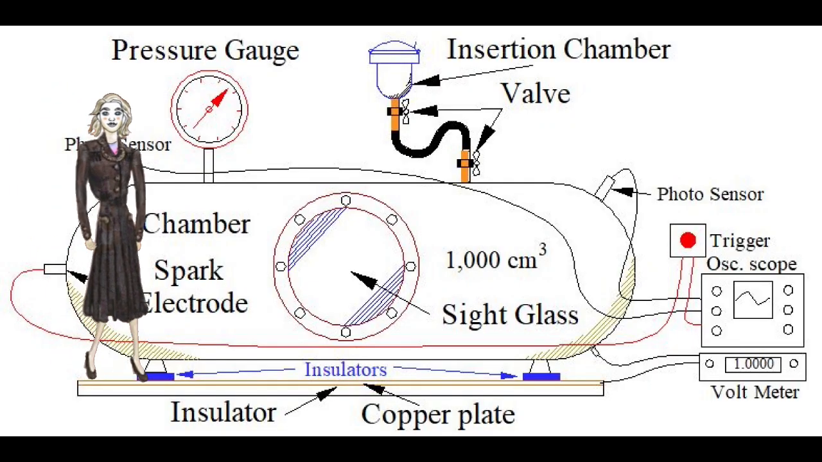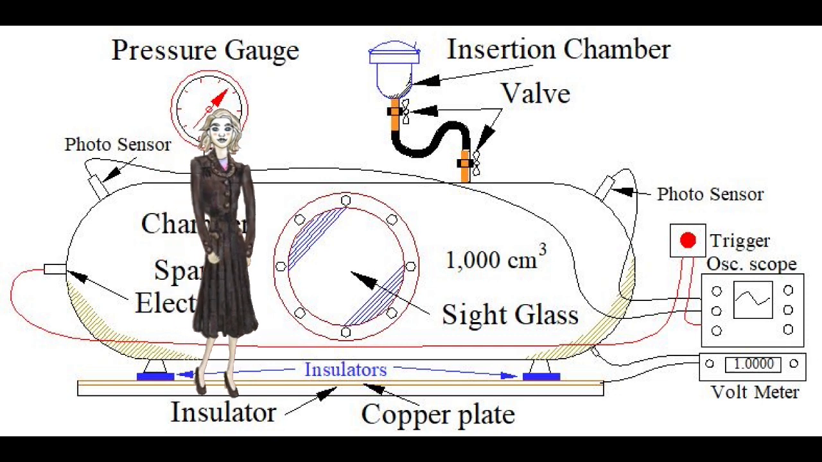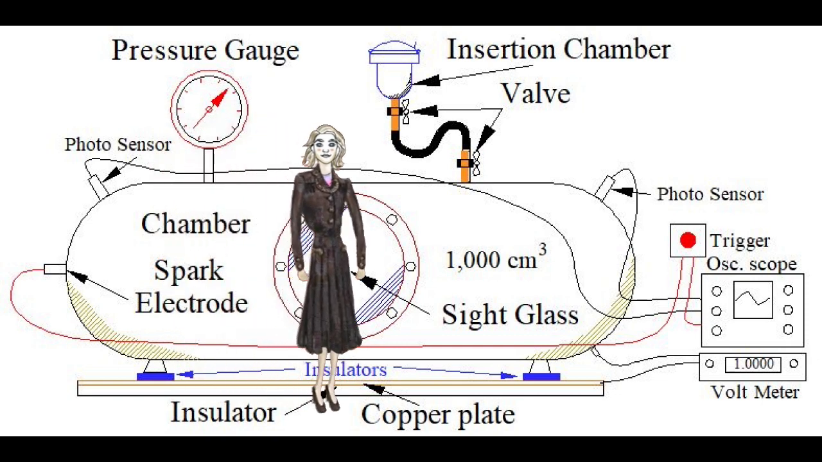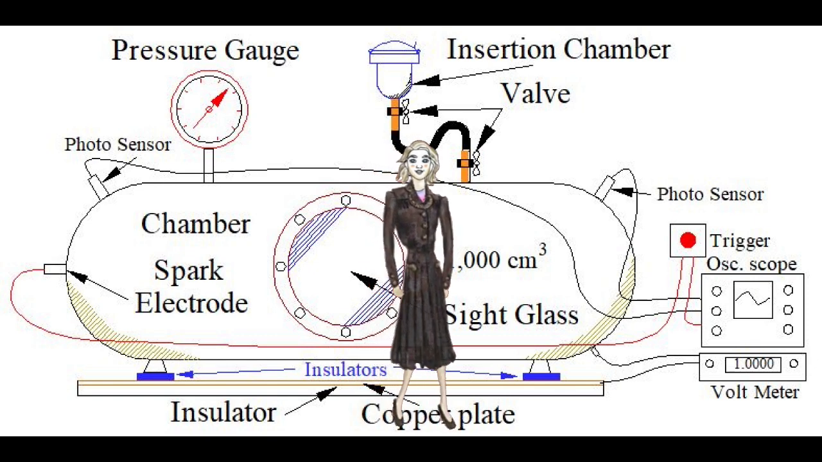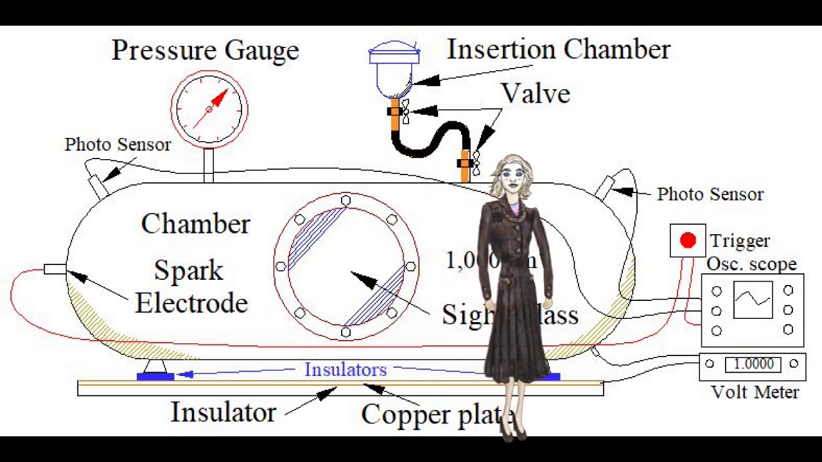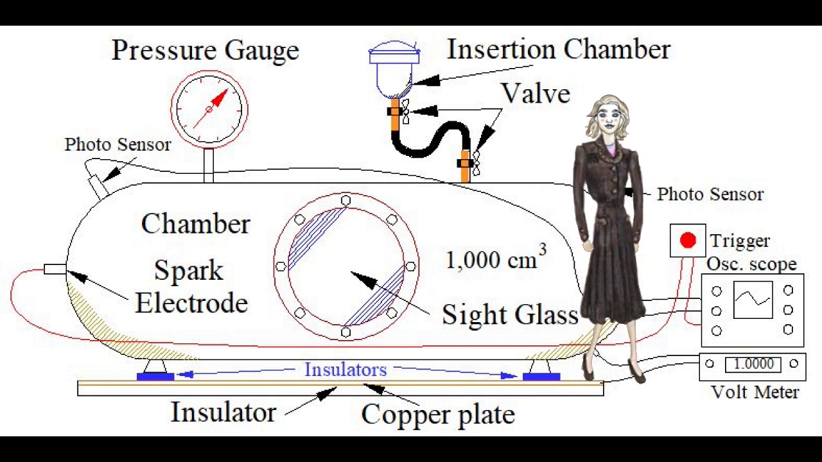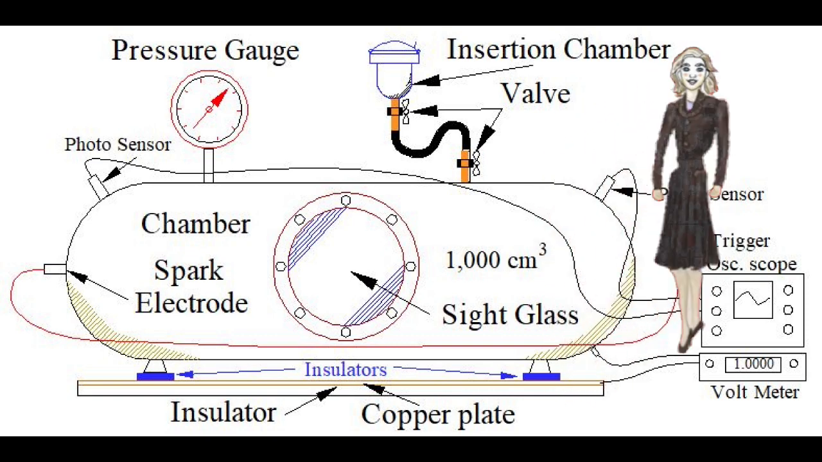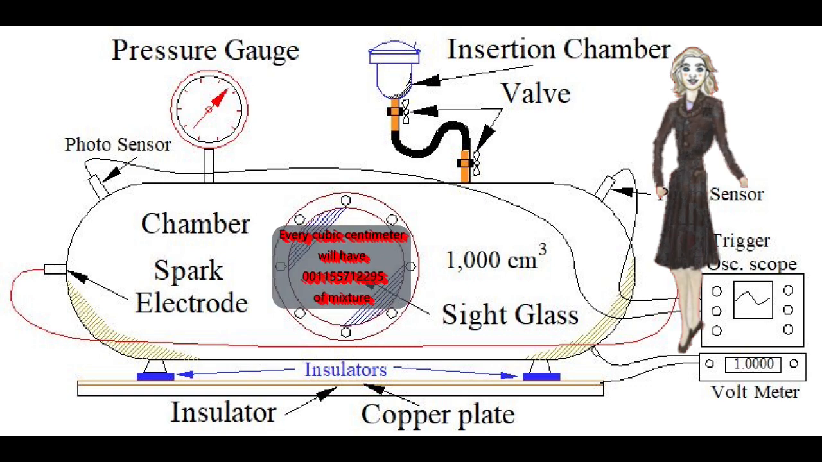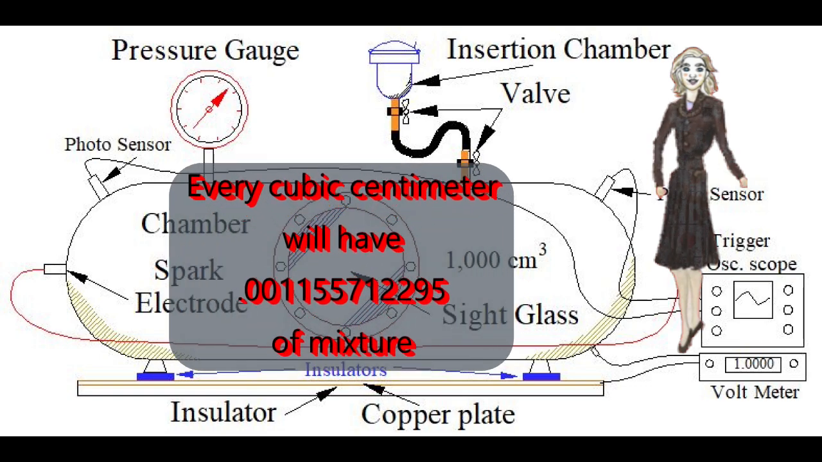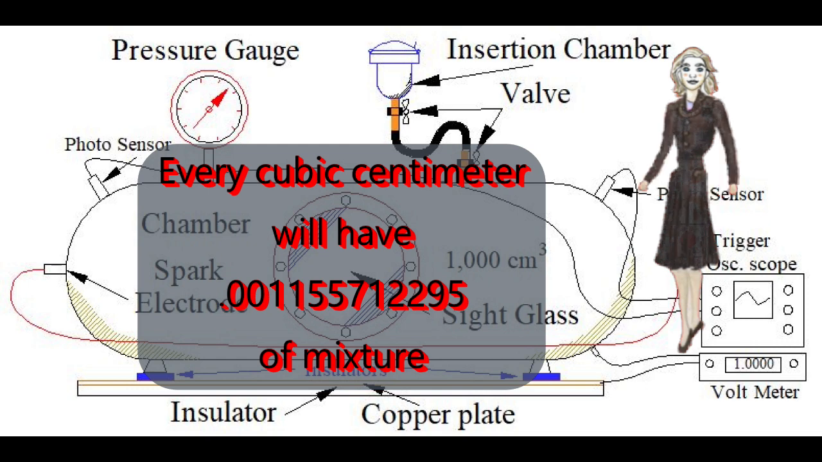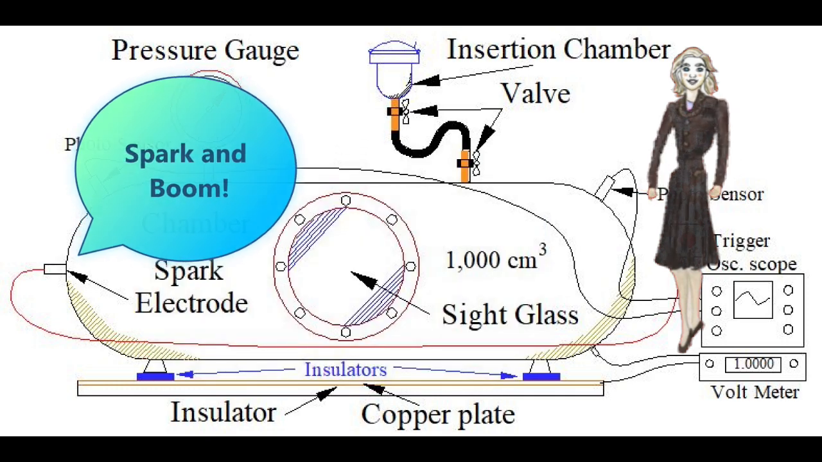Now, we are referencing episode 3, and the chamber in slide 63 on page 50 in the treatise. The chamber is made of high-strength steel, because when we ignite the mixture the reaction will be substantial. Remember, every cubic centimeter at 67.5 degrees Fahrenheit will have 0.001155712295 grams of the mixture of hydrogen and oxygen, and since we started from a vacuum, the only thing in the chamber is the mixture. We will cause the combustion with an electric arc, and boom.